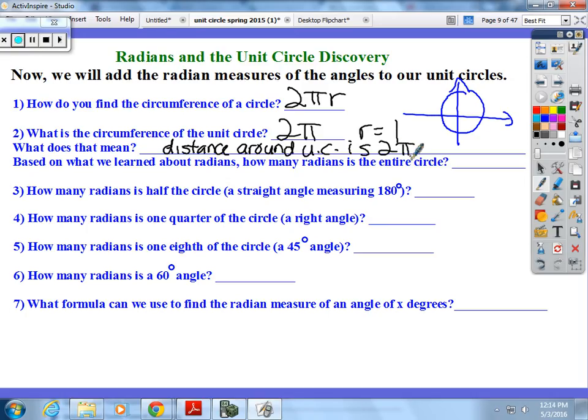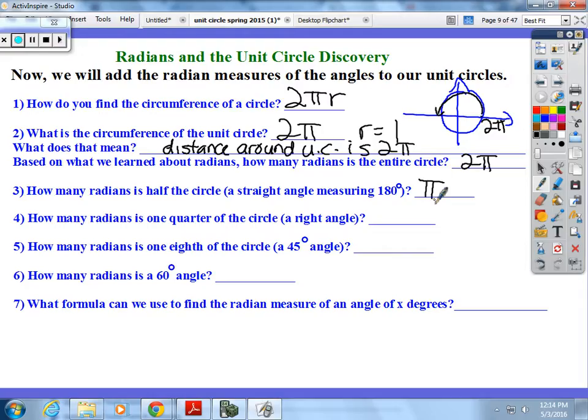Okay, based on what we learned about radians, how many radians is in the entire circle? Well, it's got to be 2 pi, because 1 radian is equal to the distance, the radius of the circle, so it's 2 pi. Okay, so now how do we find the radians in half the circle? So if the whole distance around is 2 pi, what would halfway around have to be? I only went halfway around. Well, that's going to be just half of 2 pi, or pi radians.